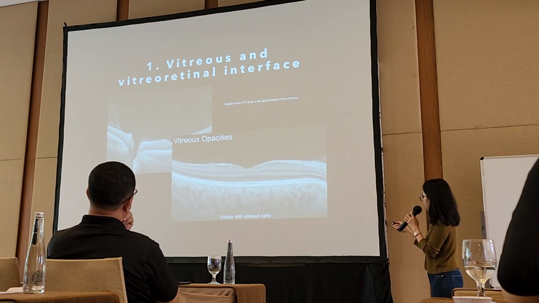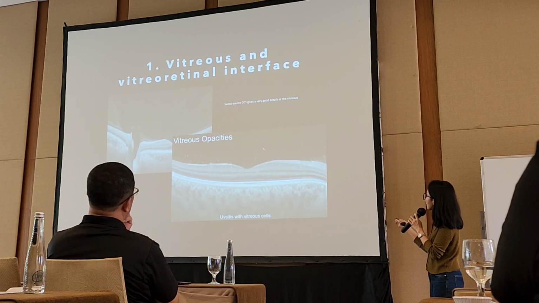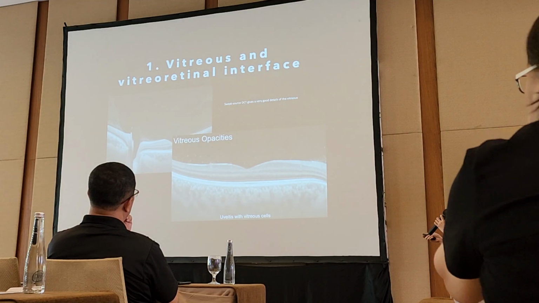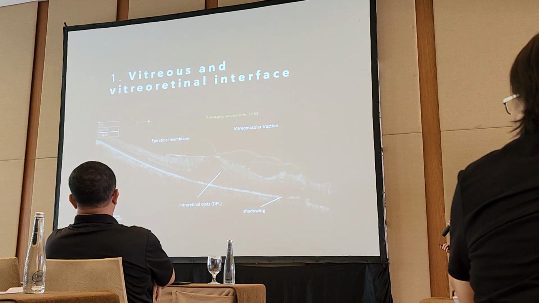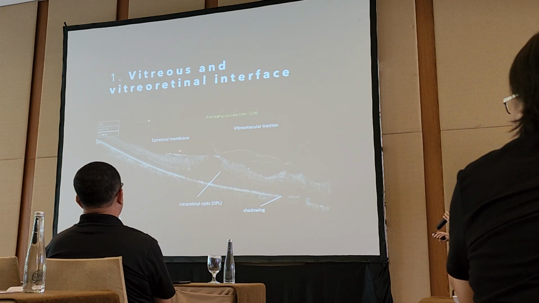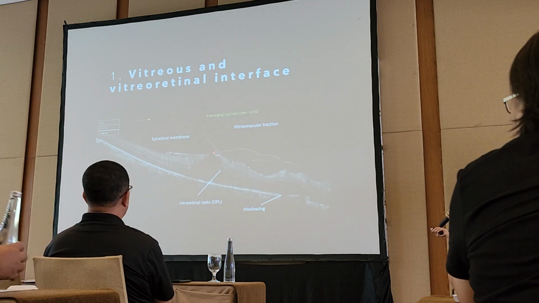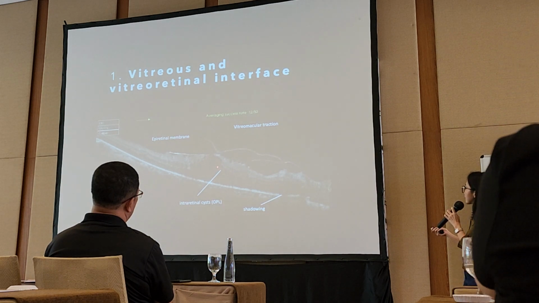And the second one is the vitreous opacities. You can see small dots over here, the hyperreflective dots. This is a patient with uveitis with vitreous cells. And this is an example of a patient with vitreous and vitreoretinal interface abnormalities. You can see here there is an epiretinal membrane. And this is a vitreomacular traction. So the vitreous contracts and then makes the retina contract upwards.